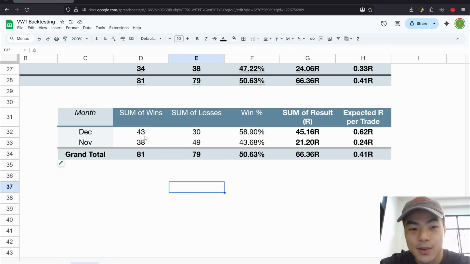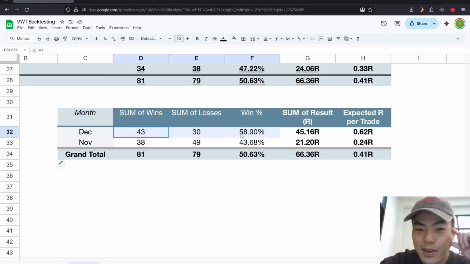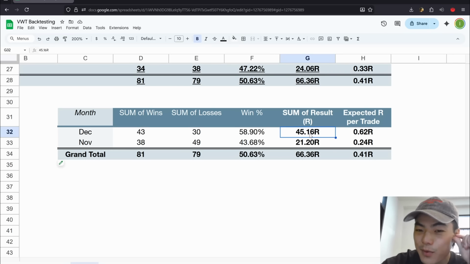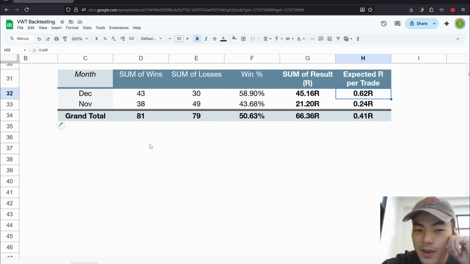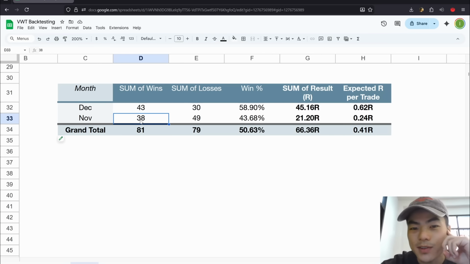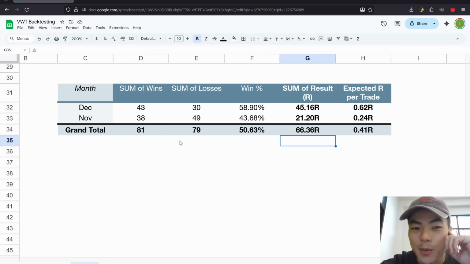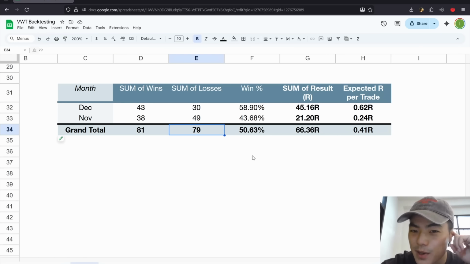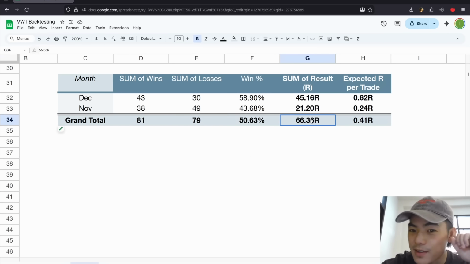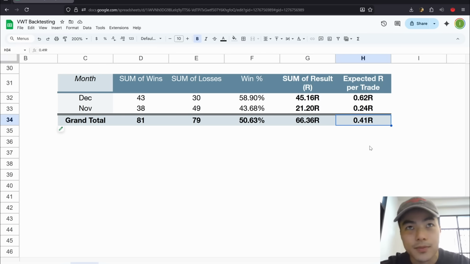So from the last video, we had 73 trades in December with a 58.9% win rate for a total of 45R with an expected R of 0.62. I just did November yesterday and we had some more trades. November didn't do as well. But that brings our grand total to 81 wins, 79 losses, 50% win rate, 66R all up, so still positive, and an expected R of 0.41R.